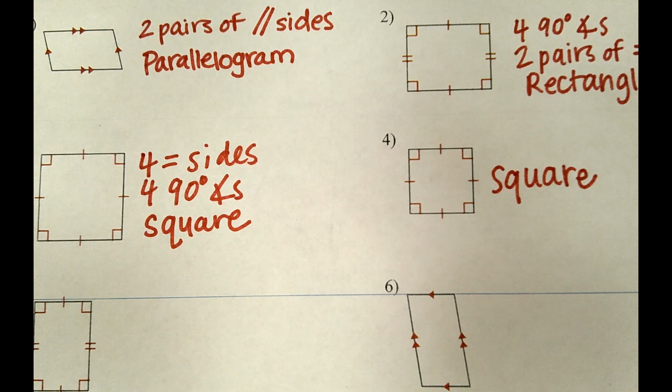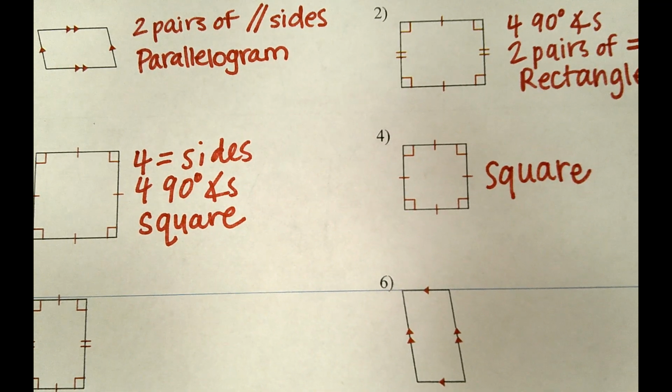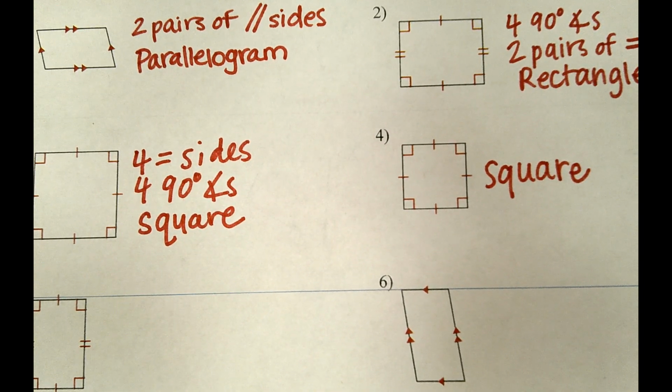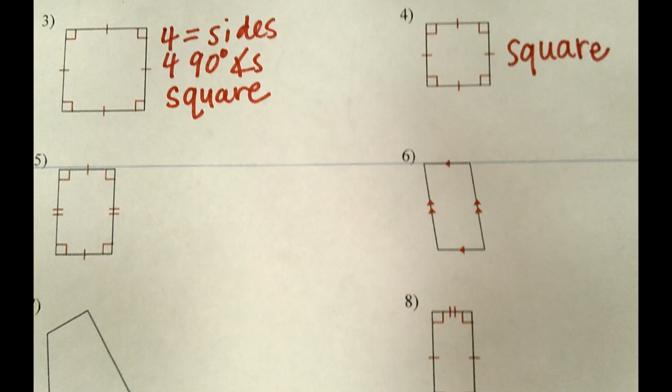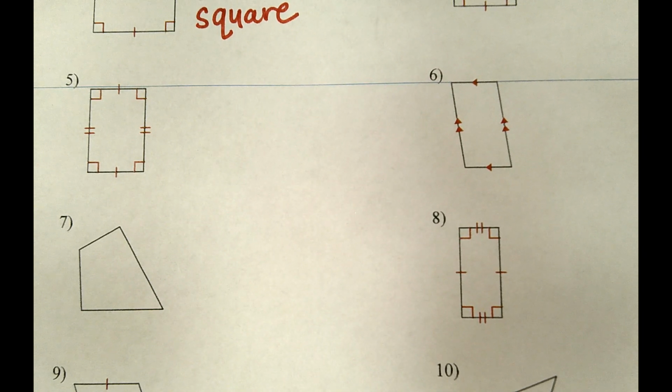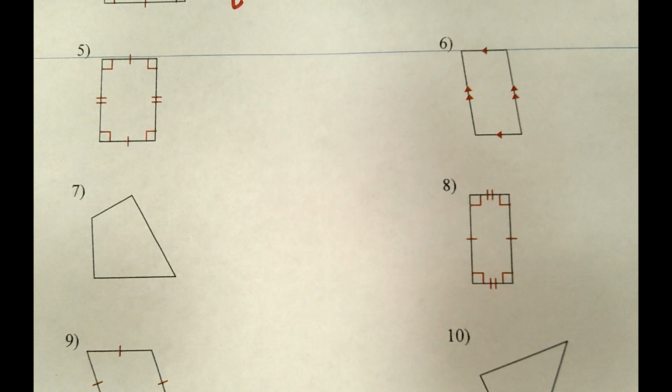Now, we'll skip 5 and 6 for a minute because we've already done a few like that. What about number 7? What do you think for number 7? It looks like a really messed up parallelogram. Well, let's see. For it to be a parallelogram, we need 2 sets of parallel sides. Why is that messed up? Really messed up. So I guess it wouldn't be a parallelogram, would it?